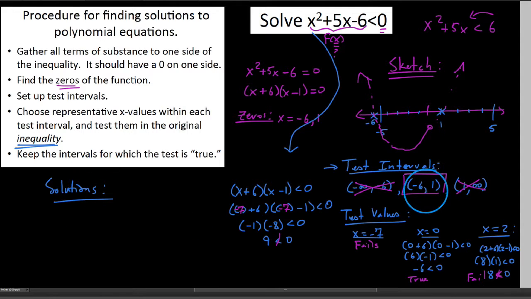Essentially, what we're going to say is that it's the interval, or all x values from -6 to 1. Now the question here is, should I include the endpoints? And the reason why we should not include the endpoints is simply because this was just less than and not less than or equal to 0. And we know that our function's actually at a height of 0 at these two x values right here.